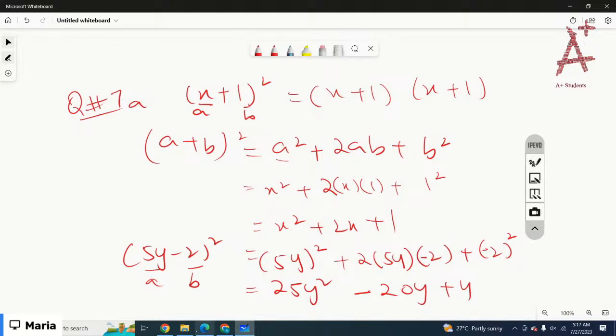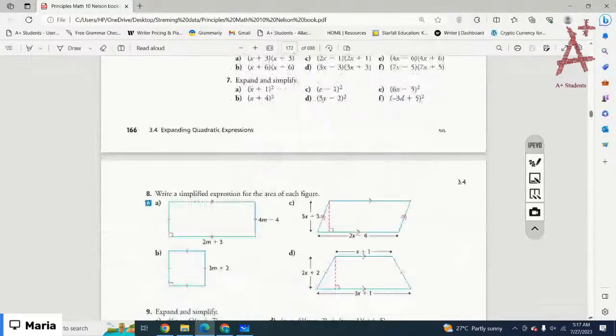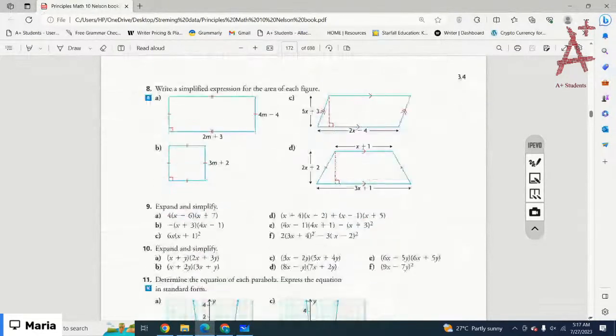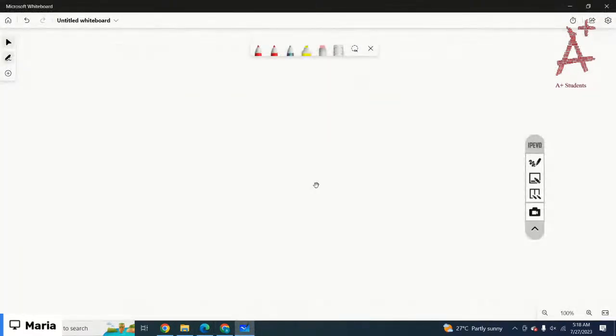Okay, let's just start with question number 8. Write a simplified expression of the area of each figure. So this one is a rectangle. You know that the area of a rectangle is length times width. So you are given the length and width. Length is 2m + 3 and width is 4m - 4. So you just have to calculate the area. Just do length times width. Basically, you have to multiply these expressions, right?